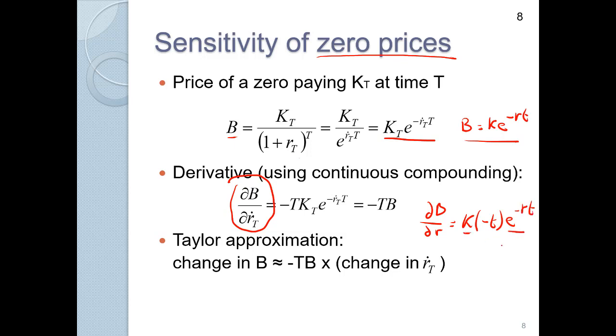And then we see that if we take these two things together, that's exactly the same bond price, K e to the minus RT, the bond price. And then we're left with minus T times the bond price. So our Taylor series approximation will tell us that the change in the price of the bond is going to be approximated with minus T times B, and then here the change in the interest rate.